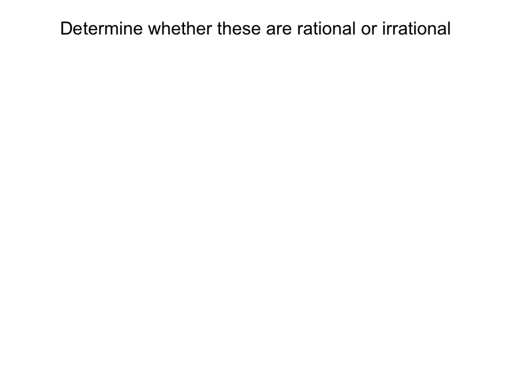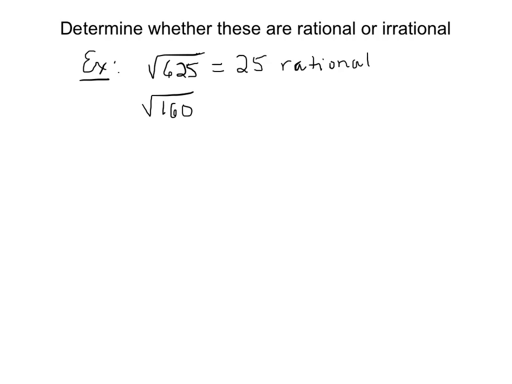So let's take a look at some numbers and determine whether or not these will give us rational or irrational values. So for example, if I were to ask you to evaluate the square root of 625, you would find that it equals 25. 25 is a rational number. Again, it can be written as a fraction, and in this case, it's actually a perfect square value because 625 is a perfect square.